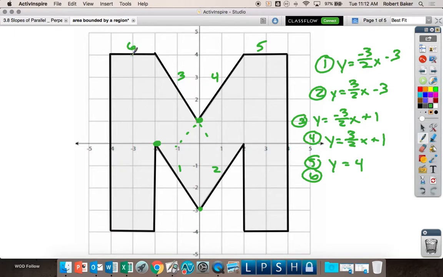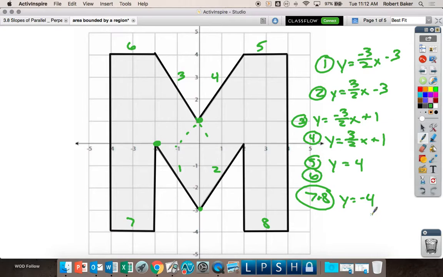Okay, let's stay with that math. Let's go to the bottom, lines 7 and 8. y equals negative 4. So you think that lines 5 and 6 are parallel to lines 7 and 8? Do they have the same slope? Do they look parallel? They have a 0 slope, so 0 equals 0. That means that their slopes are parallel.